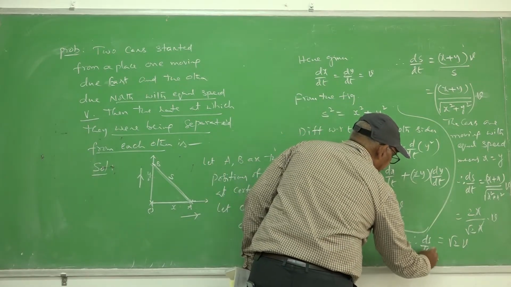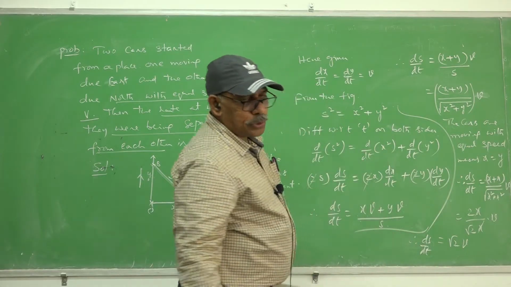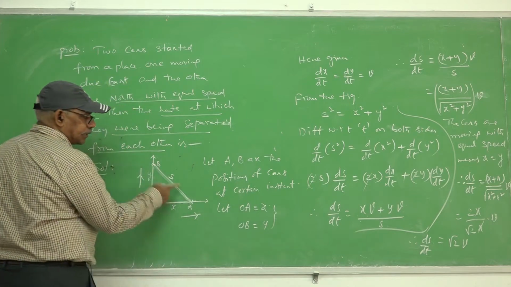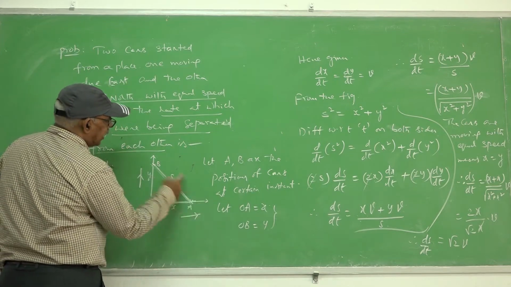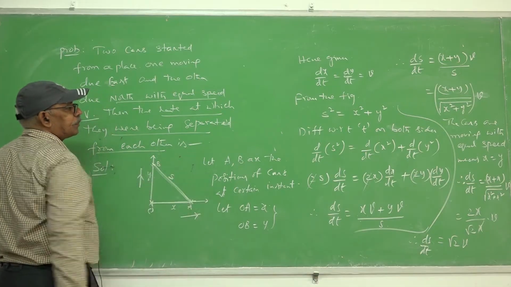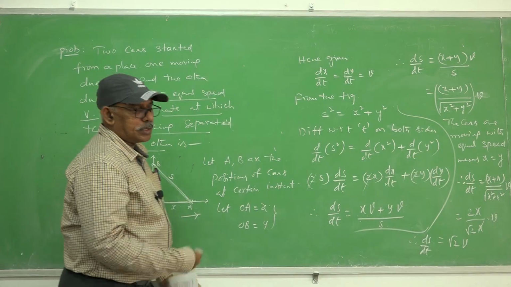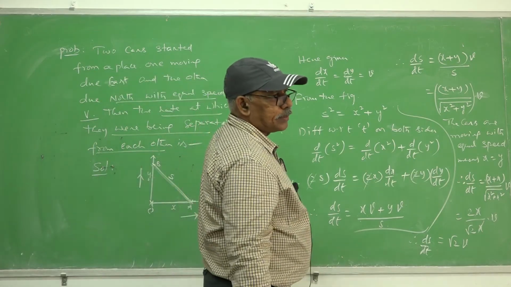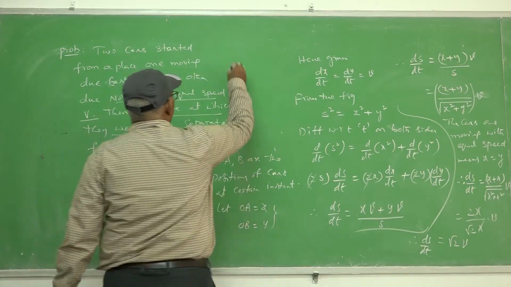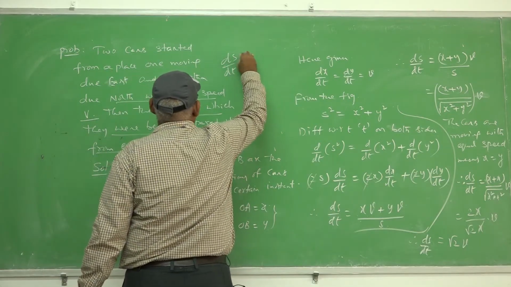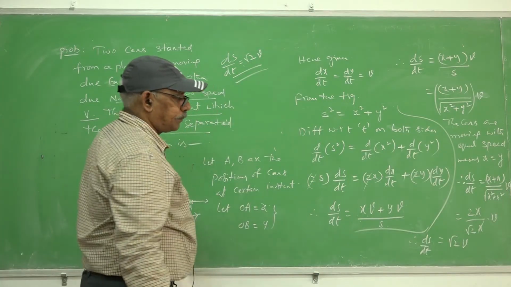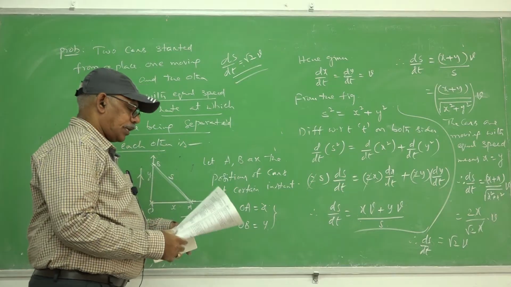Therefore ds by dt, the rate at which the two cars are separated, the rate of change of this distance, as A's position is here and B's position is here, s changes. The rate at which the distance between the cars changes is root 2 times their velocity. So ds by dt equals root 2 v. It's also a good question.